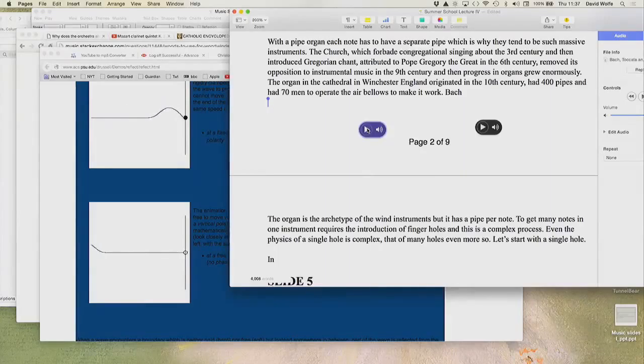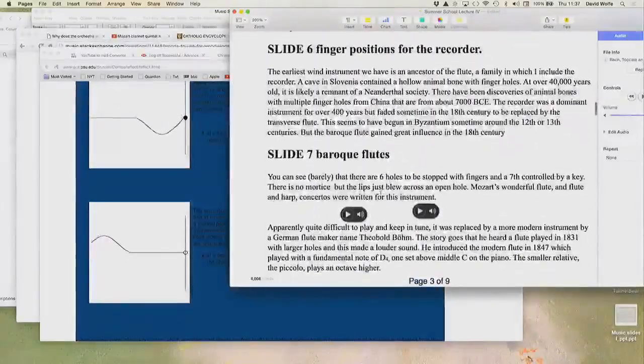However, this Baroque flute was used by many great composers, in particular by perhaps the greatest composer, Mr. Mozart. And I can't resist playing you a wee bit. That's not a flute yet.